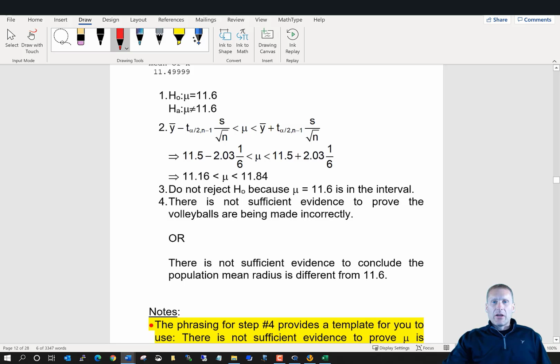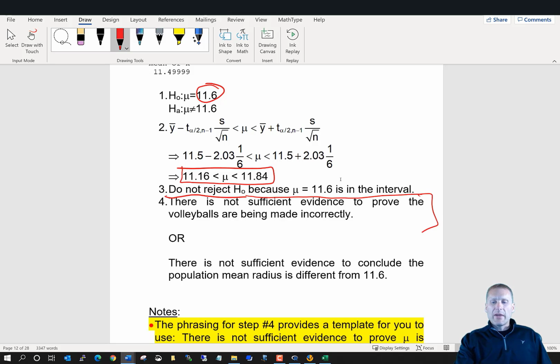I set up my null hypothesis and my alternative hypothesis. Then I do my confidence interval. Here's how you would do essentially the by-hand calculations outside of R. Now, in this particular case, my null hypothesis states a value of 11.6. Notice that 11.6 is within the interval itself. So because of that, I need to say, do not reject H0. Or I could say, fail to reject H0. I cannot say, accept H0. I cannot say, oh yeah, mu is equal to 11.6. Can't say that. So do not reject H0 because 11.6 is in the interval.